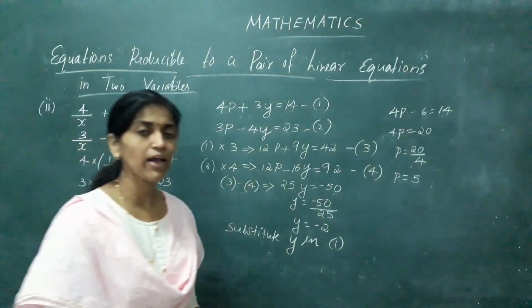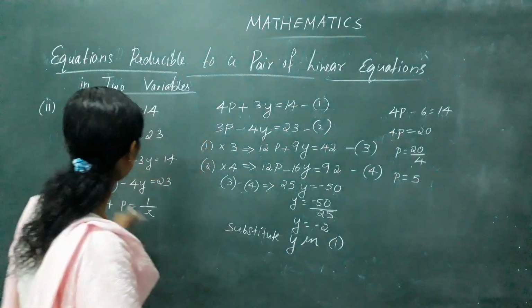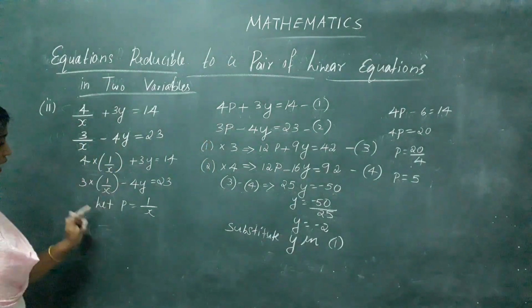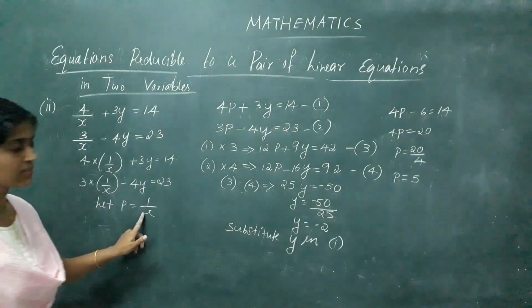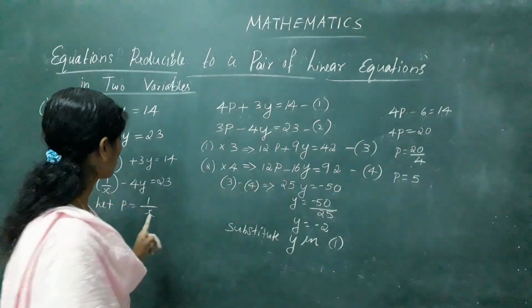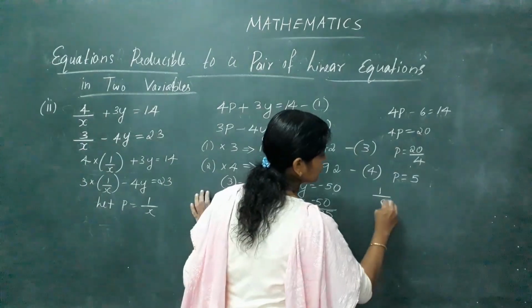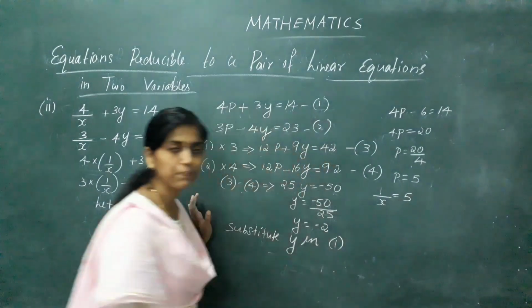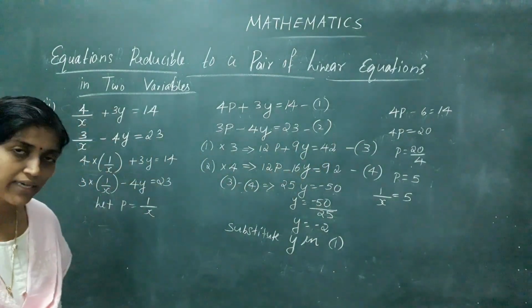So do we need the value of p? No. We have to get the value of x. For that we have taken p is equal to 1 by x. p we got as 5. So what do we get here? 1 by x is equal to 5. Isn't it? p is equal to 1 by x, so 1 by x is equal to 5.